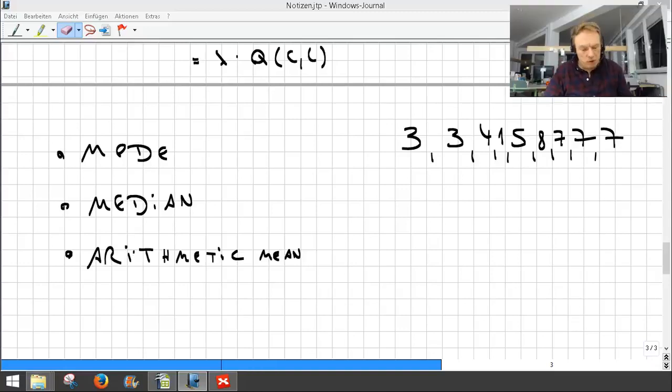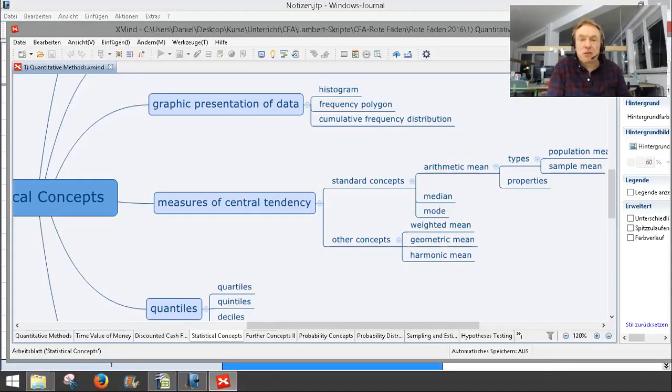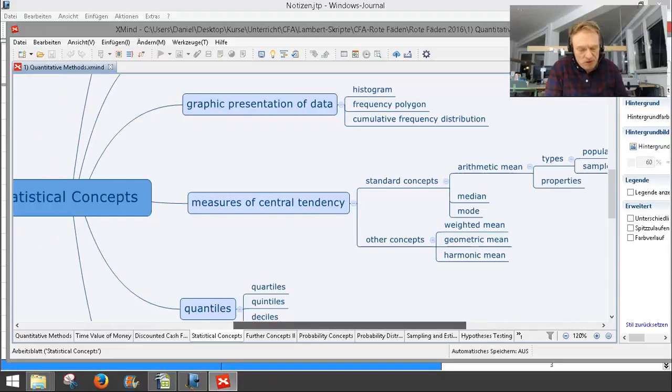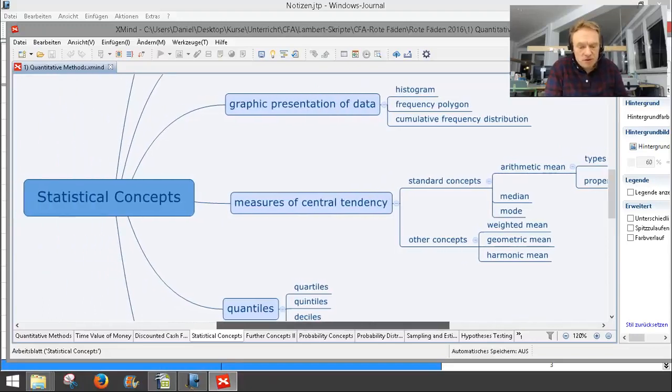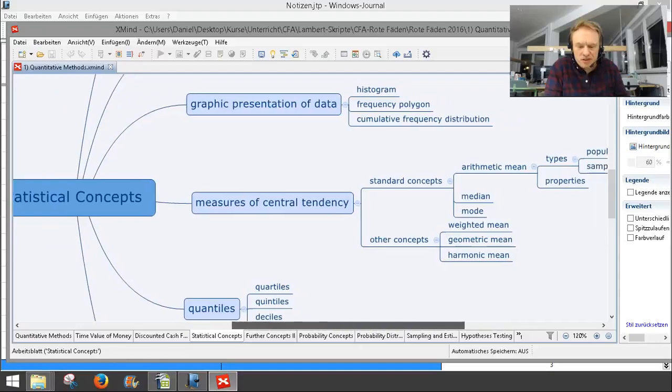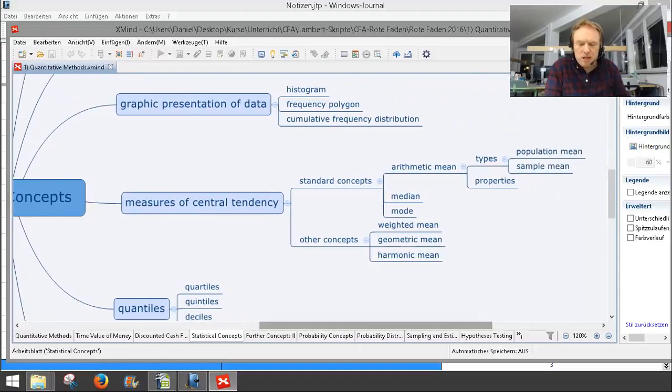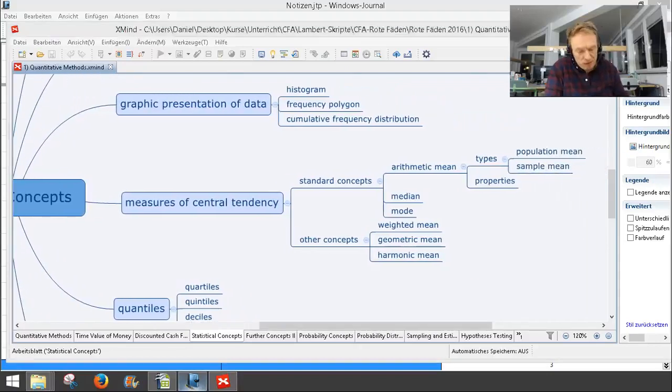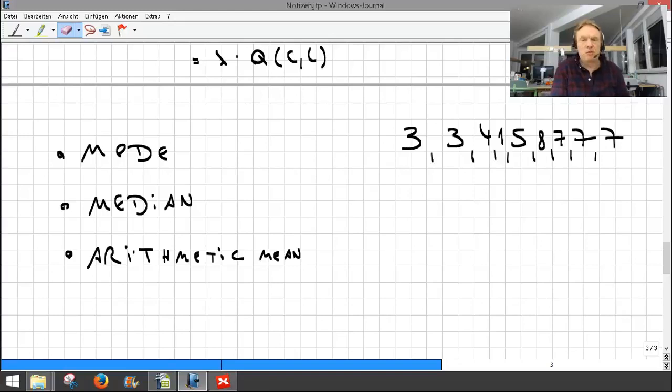Welcome to this video. We'll be talking about measures of central tendency. We'll be talking about statistical concepts, and as part of this, measures of central tendency, for example, the arithmetic mean, the median, and the mode. So let's look at those numbers: 3, 3, 4, 1, 5, 8, and the number 7 three times, which gives us the following.